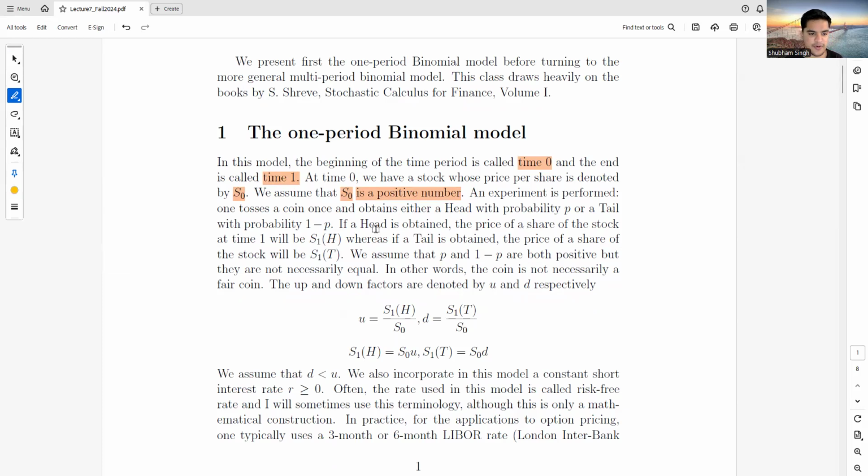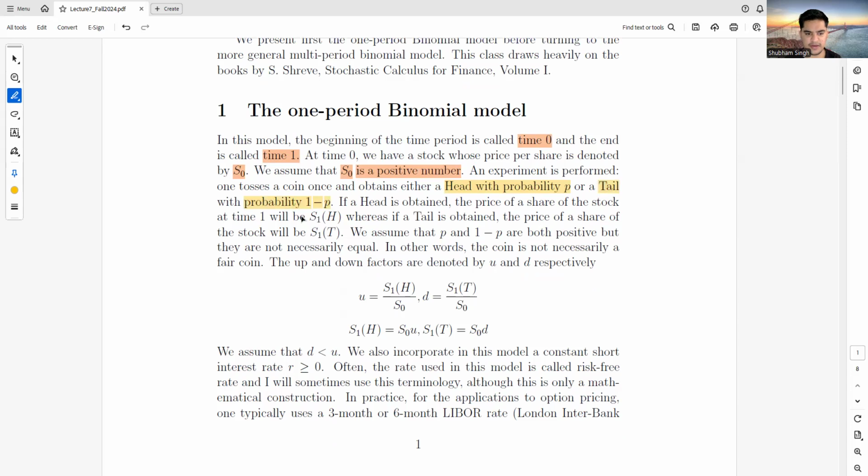An experiment is performed where you toss a coin. Basically, you can get a head with probability P or a tail with probability 1 minus P. If a head is obtained, the price moves to S1H. If a tail is obtained, the price moves to S1T.